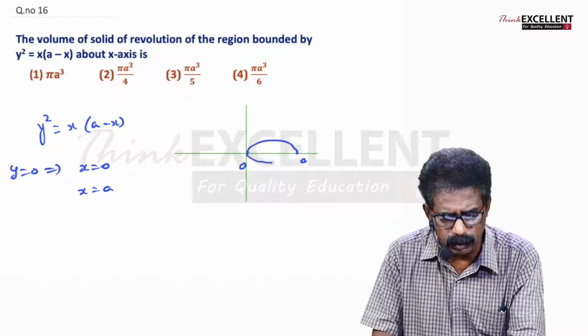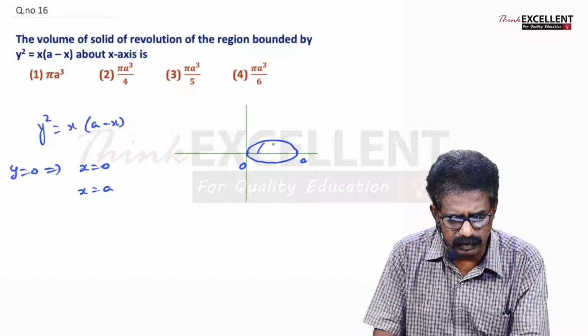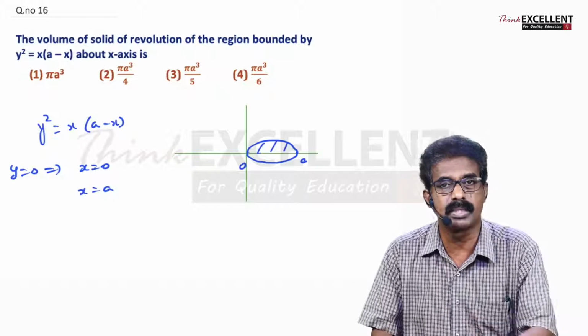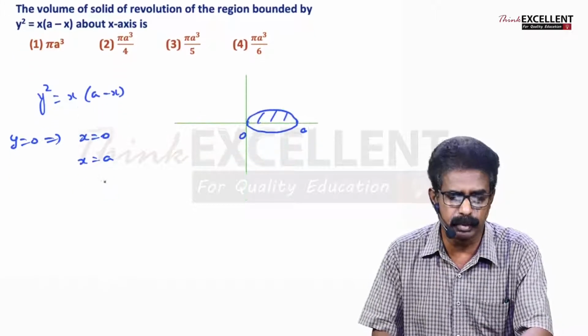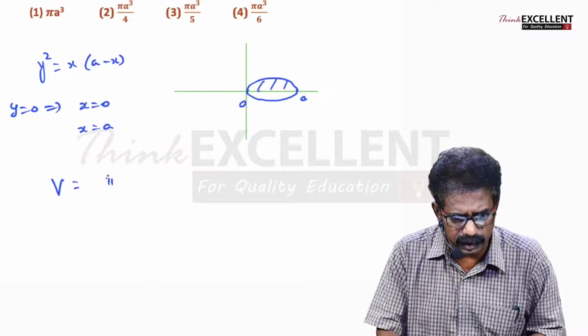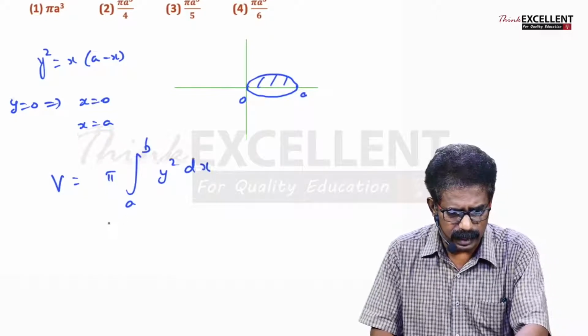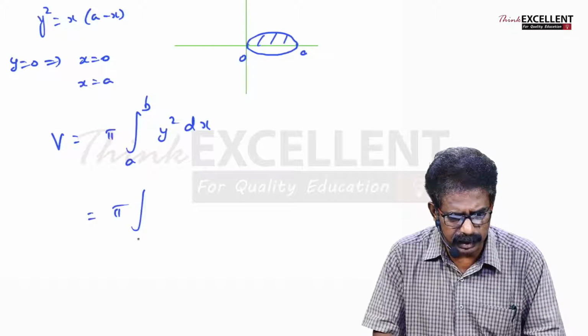So you are getting a loop like this. Volume they asked, when this portion revolves, you will get both at a time. So no need to multiply. Volume, what's the formula? Pi into integral a to b y square dx. So volume equal to pi into integral a to b y square dx. So that is pi into integral, here the limit 0 to a.